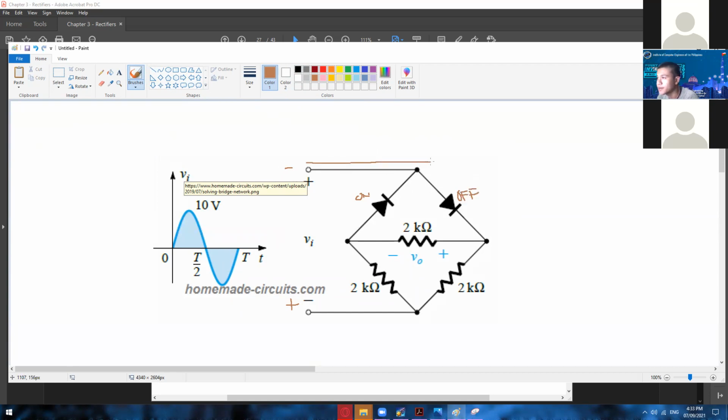So the flow of current will be from here to here, and then it will be split into 2. At this point, we still have 10 volts, and some of the currents will go here, and some of the currents will go here. As a result, it will be divided into 2. So 5 volts here, and then 5 volts here.